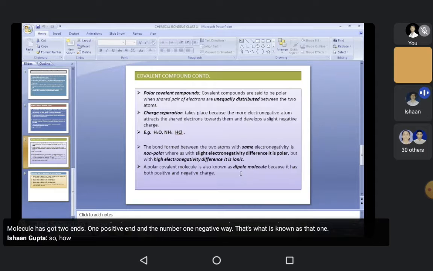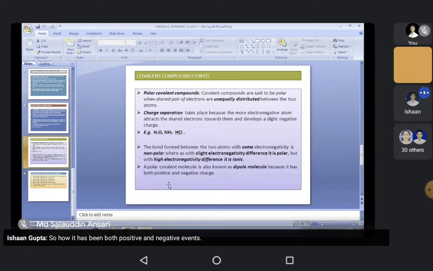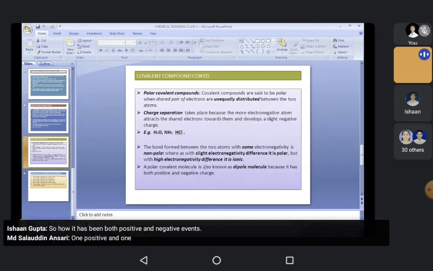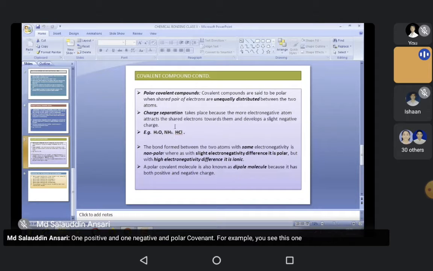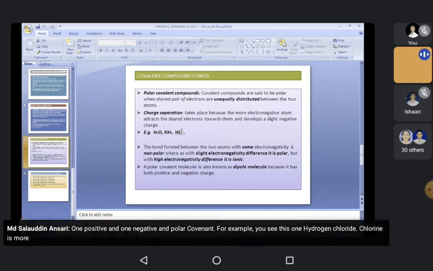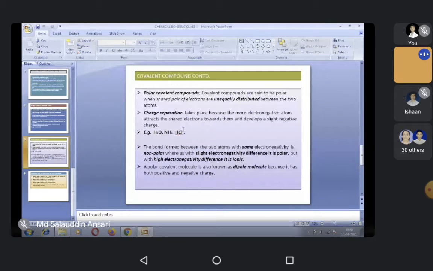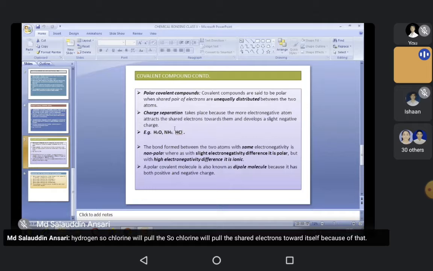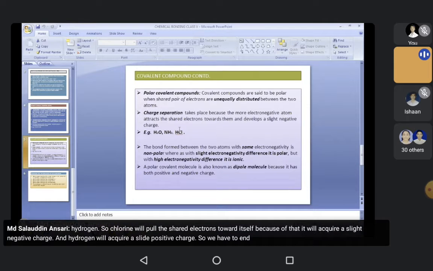So how does it have both positive and negative ends? One positive and one negative end: a polar covalent molecule. For example, you see this one, hydrogen chloride. Chlorine is more electronegative than hydrogen, so chlorine will pull the shared electrons toward itself. Because of that, it will acquire a slight negative charge, and hydrogen will acquire a slight positive charge. So we have two ends over here, a positive end and a negative end: a dipole molecule.